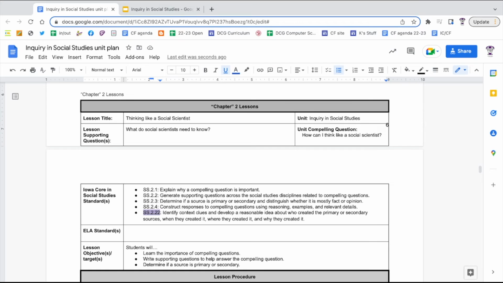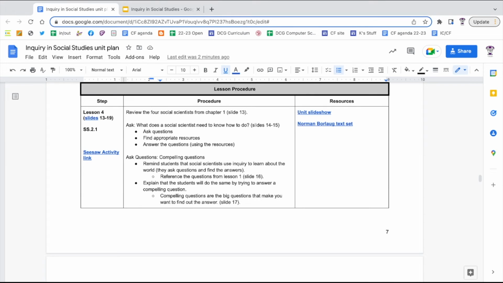In chapter 2, we move on from who social scientists are to what they need to know. This is when we spend a lot of time working with the first 4 inquiry standards, as well as Standard 22, being able to work with primary and secondary sources and figure out the context clues of who created it, when, what, where, and why.